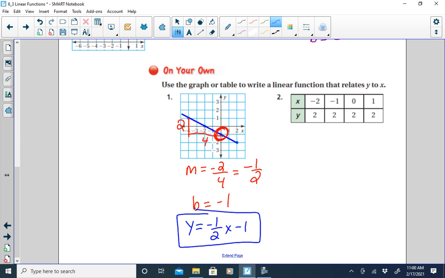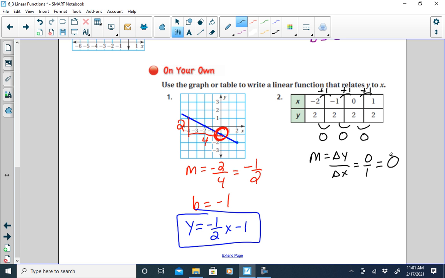Alright, we want to do the same thing using the information from the table. So we need our change in y values, which is 0. Our change in x is an increase of 1. So our m, which is the change in y over the change in x, is going to be 0 over 1, which means we have a slope of 0.